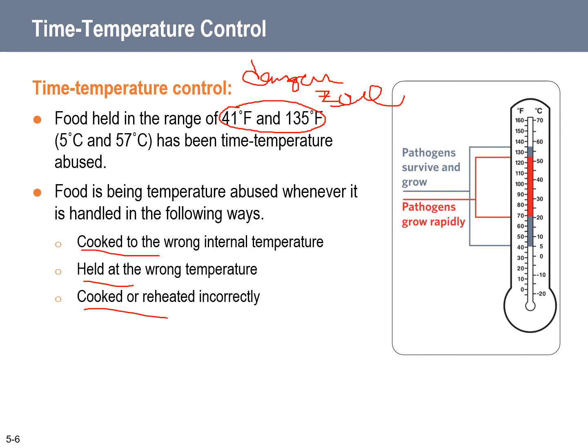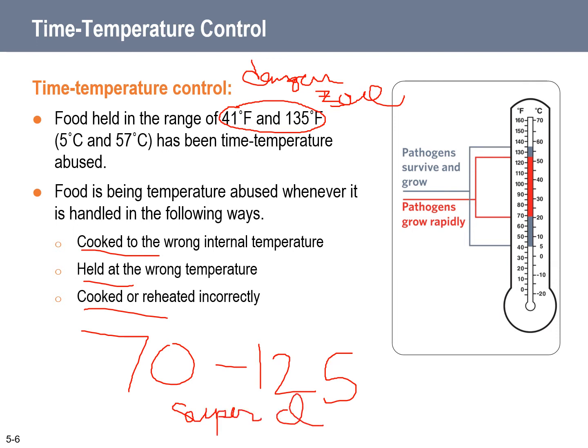And what is the super danger zone that we talked about? Yes, 70 to 125. That is our super danger zone. And that is because pathogens grow much faster between those temperatures than they do at any other.